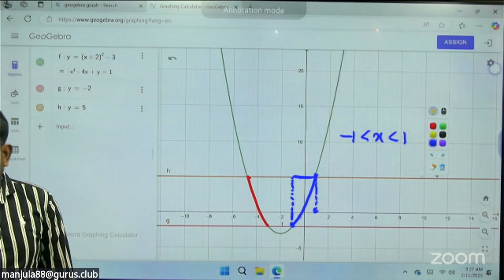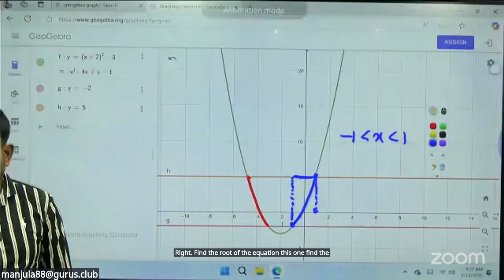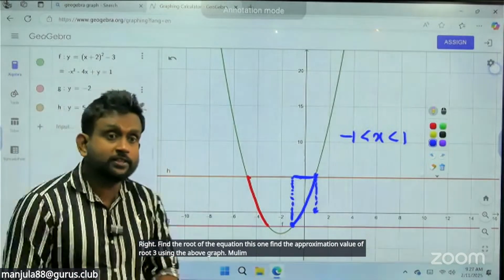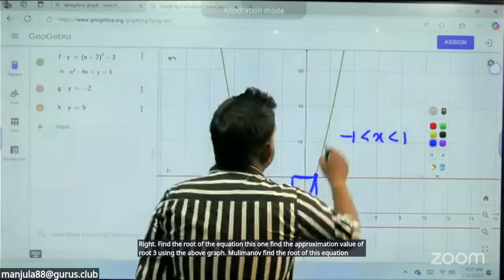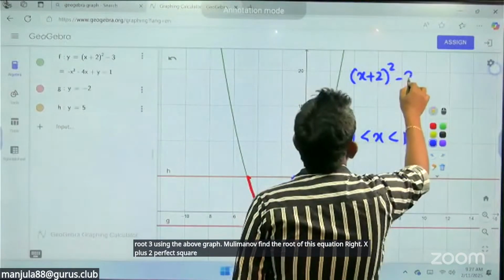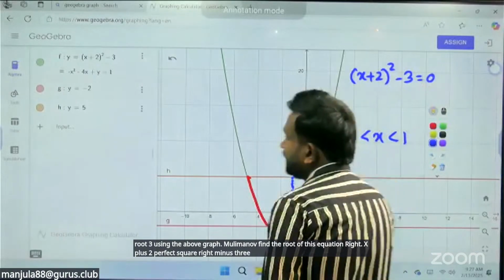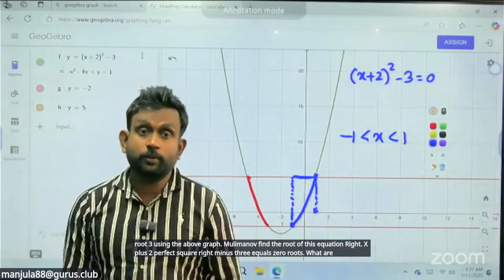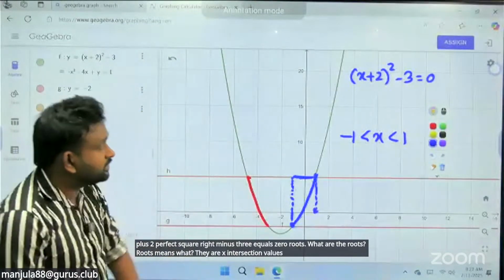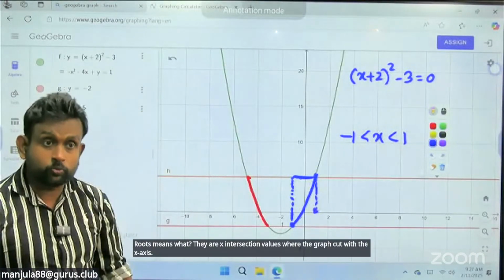Find the root of the equation, this one. Find the approximation value of √3 using the above graph. Find the root of this equation: (x plus 2) perfect square minus 3 equals 0. What are the roots? Roots means they are x intersection values, where the graph cuts the x-axis. Those are the roots, right?